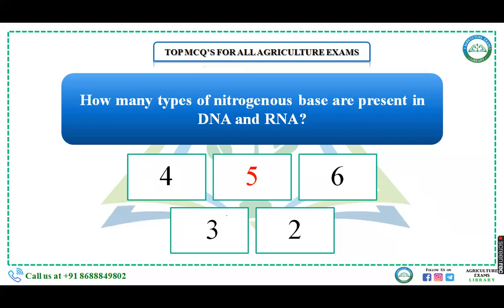Next, how many types of nitrogenous base are present in DNA and RNA? DNA and RNA are polymers of nucleotides. In nucleotides there is nitrogenous base, phosphate group, and pentose sugar. First we'll talk about nitrogenous base. On the basis of structure, nitrogenous bases are divided into two parts: one is purine and another is pyrimidine.